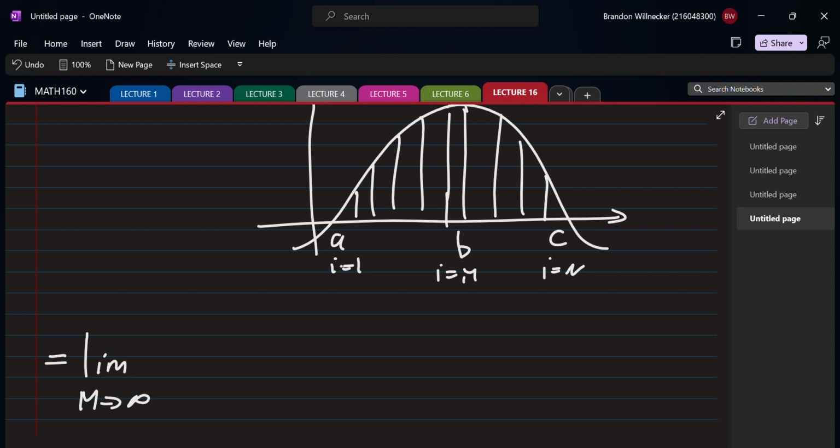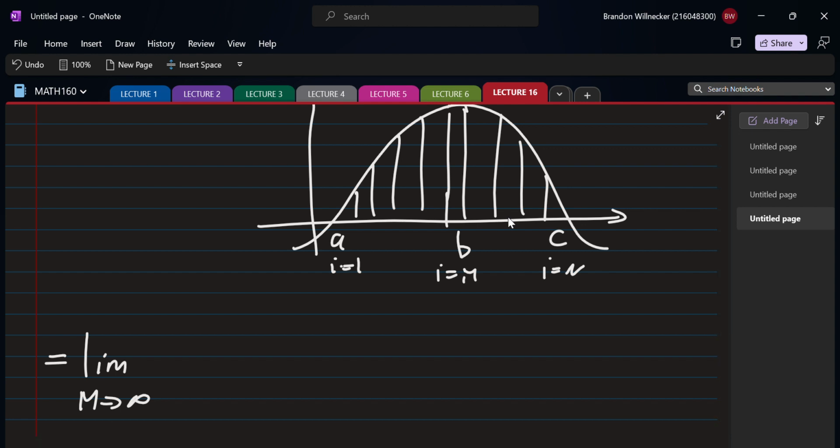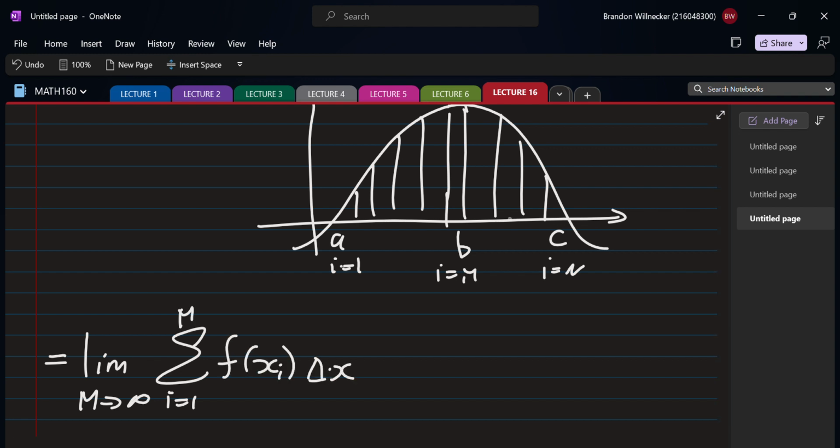So we have the limit as m goes to infinity, and then we can change the delta x, right? That's just a constant. So instead of going from a to c over n, now we're going from a to b over m. Just a little bit of rearranging there. So this will be the sum from i equals 1 to m, f of x_i delta x. We can put a little prime there. So that delta x prime is going to be b minus a over m, because it's a new one that we're doing.